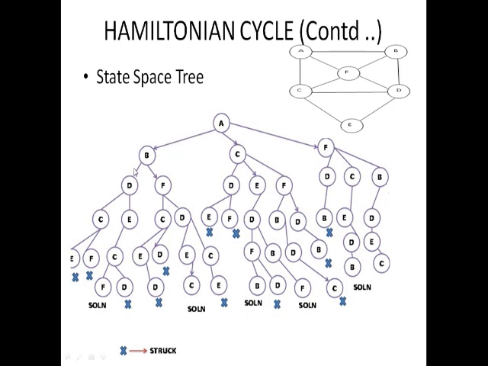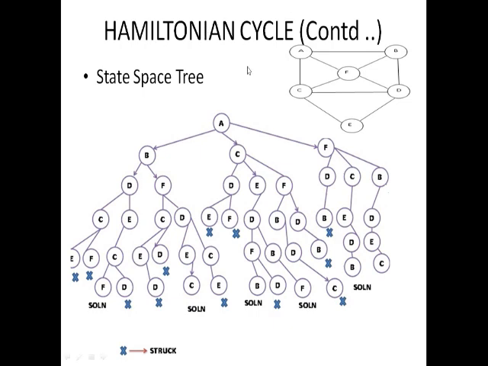A is connected to B, B is connected to D, D is connected to C, C is connected to E. E is not connected to the starting node, and we have not visited F. As per the rules of Hamiltonian cycle, a node should not be revisited, the starting node should be the ending node, and all the nodes should be visited. Here the condition is not satisfied, so it is not a Hamiltonian cycle.